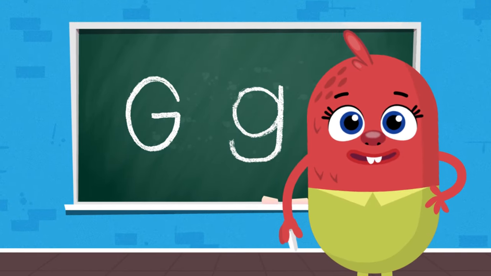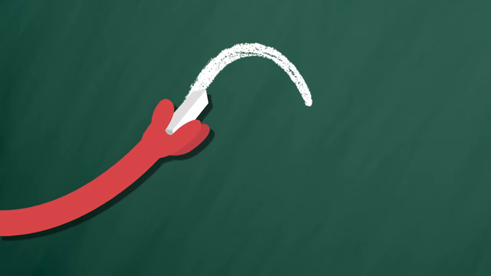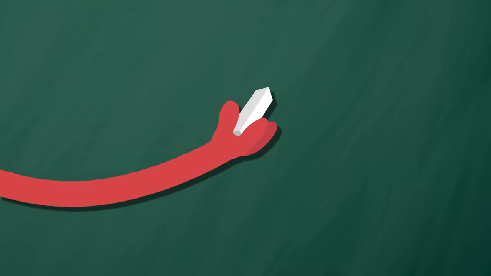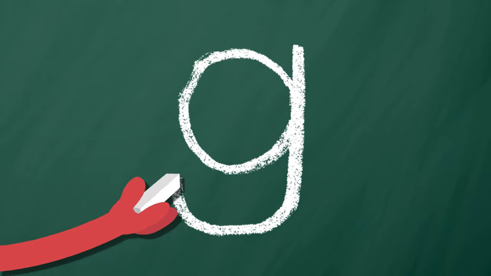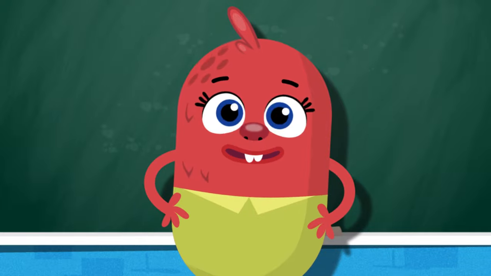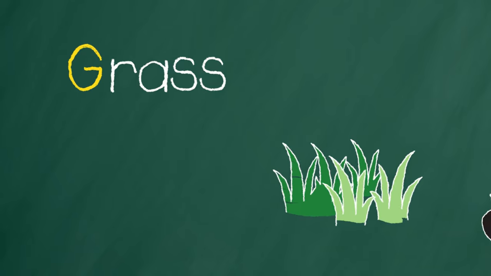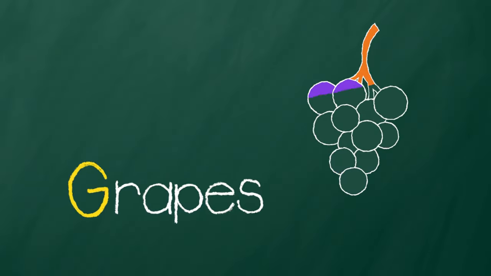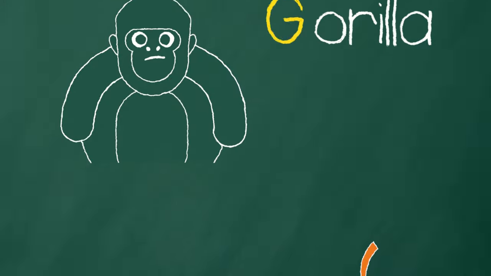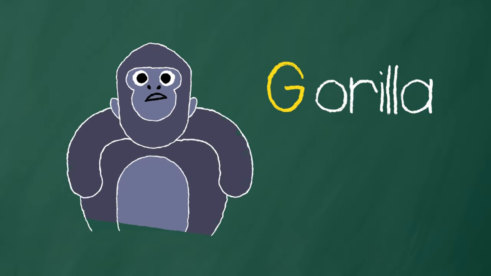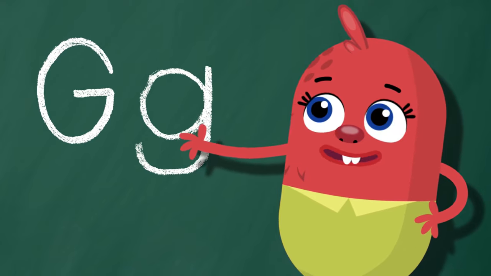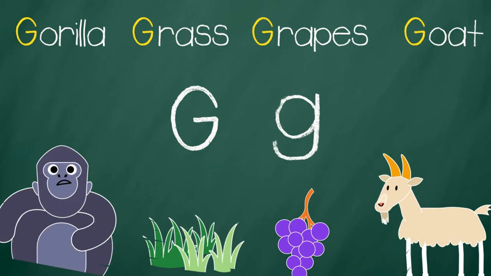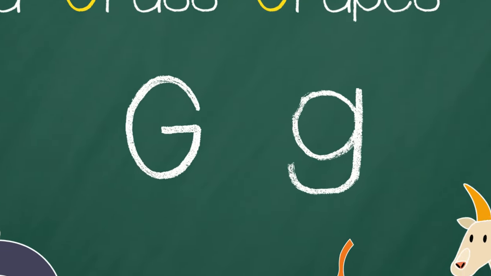Kiboomers! I can write uppercase letter G. I can write lowercase letter G. Uppercase. G, g, grass. G, g, goat. G, g, grapes. G, g, gorilla. Oh, I know so many words that begin with letter G.